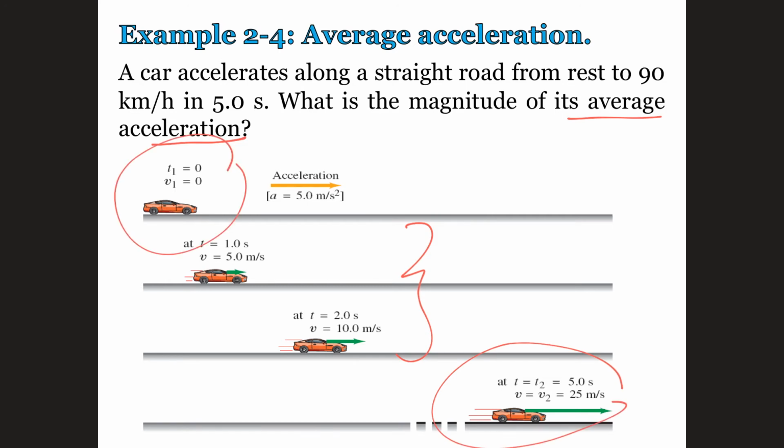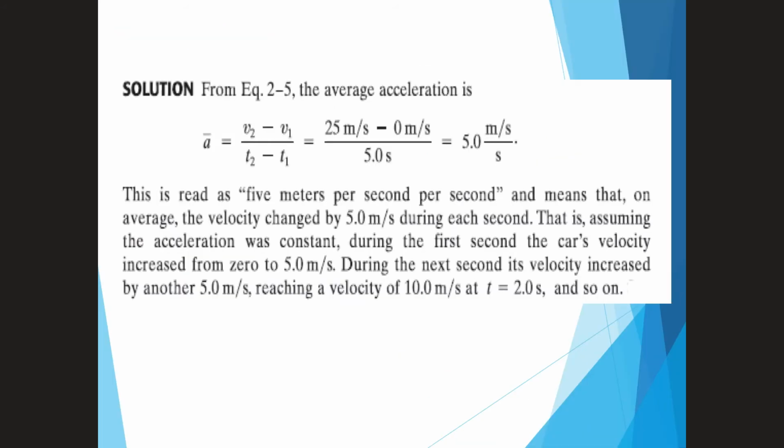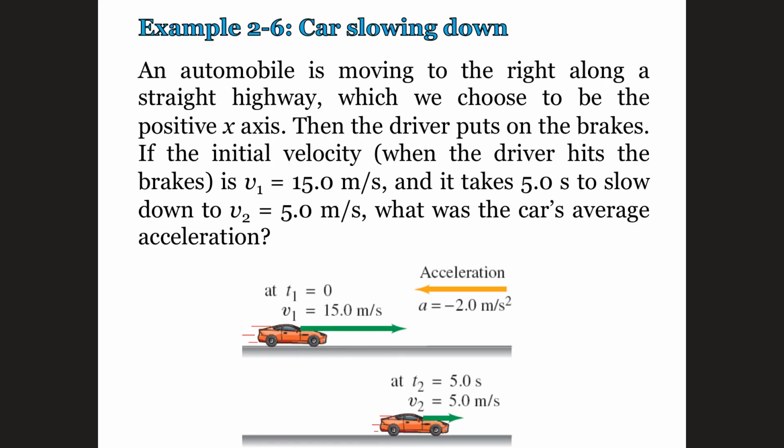Okay, so it means that your average acceleration is change of velocity divided by the change of time. So it means that 25 divided by 5, so you are going to get 5 meter per second square. Okay, very easy, right? Okay, so the next question. Okay, what was the car average acceleration?